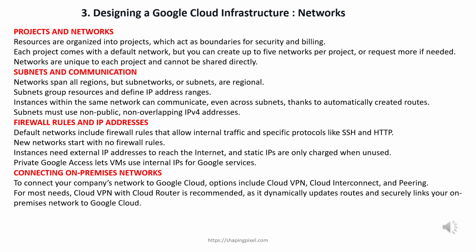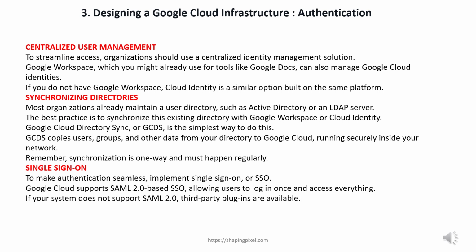To connect your company's network to Google Cloud, options include Cloud VPN, Cloud Interconnect, and peering. For most needs, Cloud VPN with Cloud Router is recommended, as it dynamically updates routes and securely links your on-premises network to Google Cloud. Securing access to your Google Cloud infrastructure starts with strong user authentication.